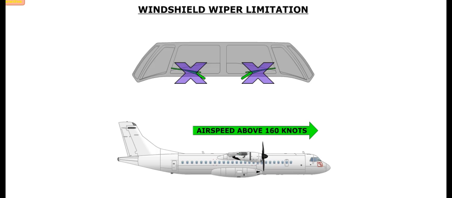It should be noted that there is a speed limit associated with the use of the windshield wipers. Windshield wipers should not be used when the airspeed is above 160 knots.